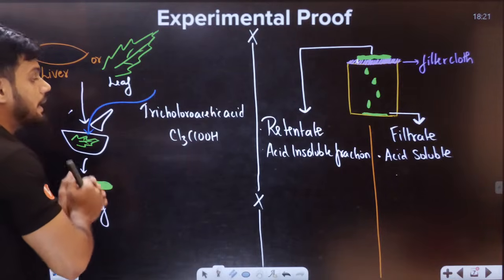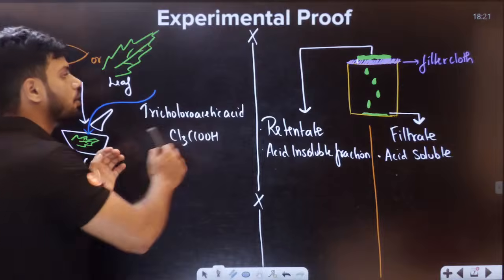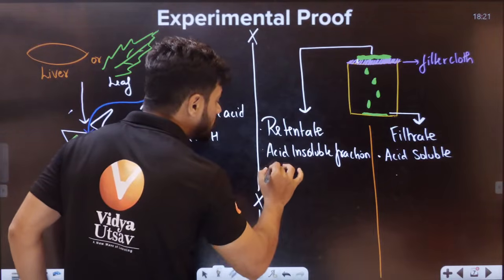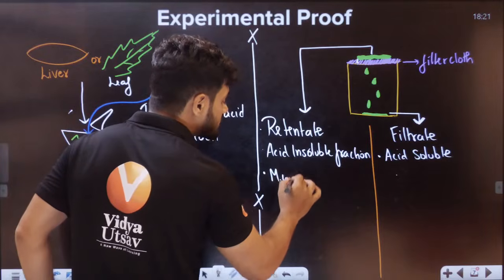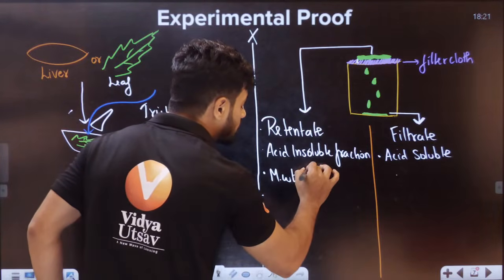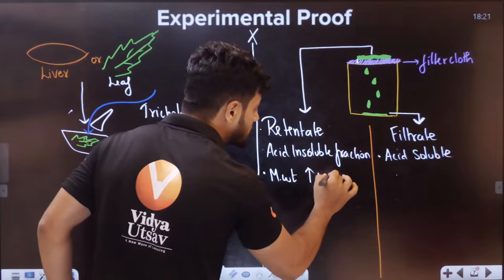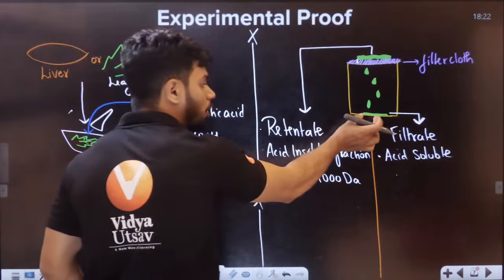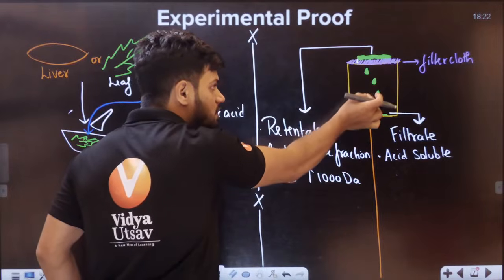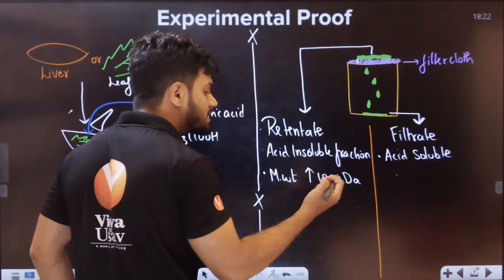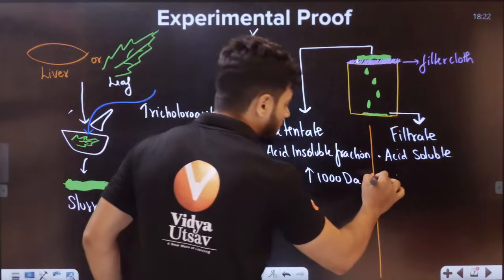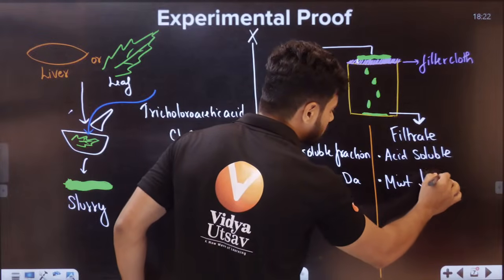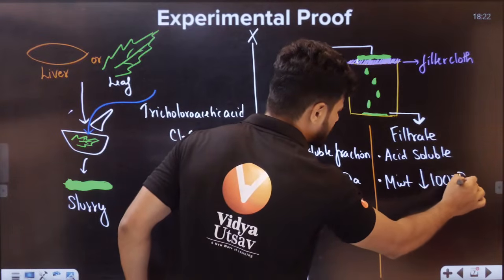No doubt here. Now, students, I want all of you to understand that whatever is present on the top, their molecular weight is generally more than 1000 Daltons. Now, what is present on the bottom here? Since they are able to come through this filter paper, their size is very small. Here, molecular weight is less than 1000 Daltons, around 800 generally.